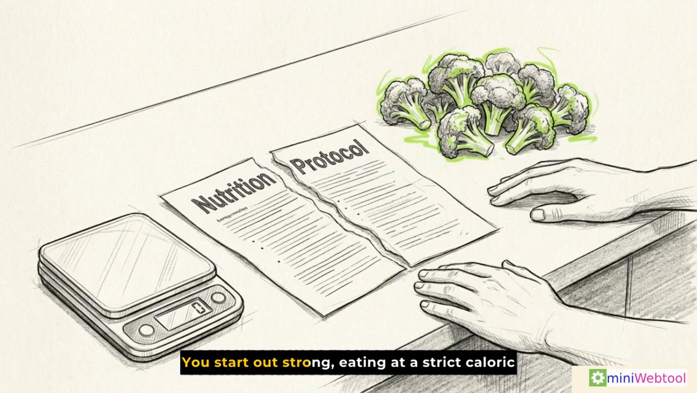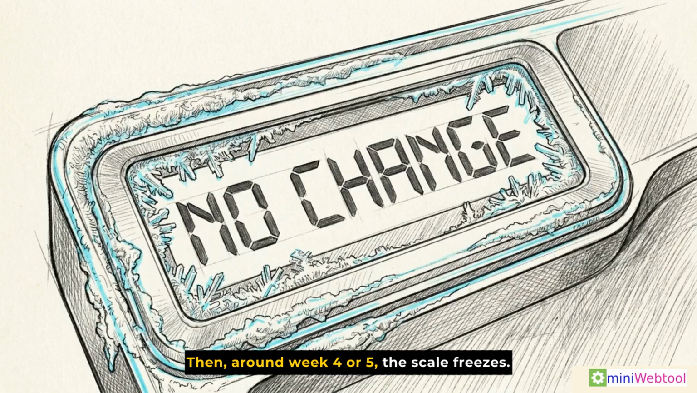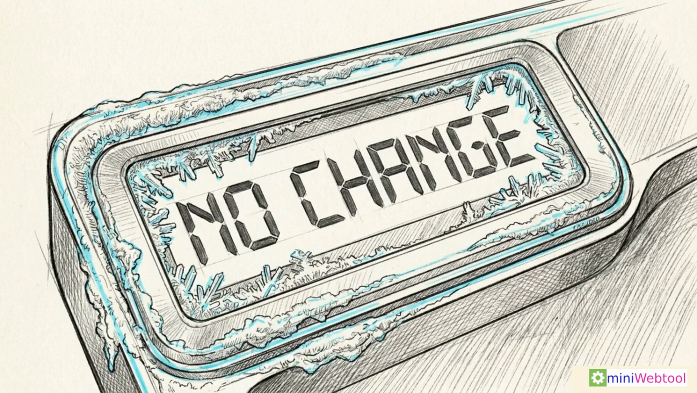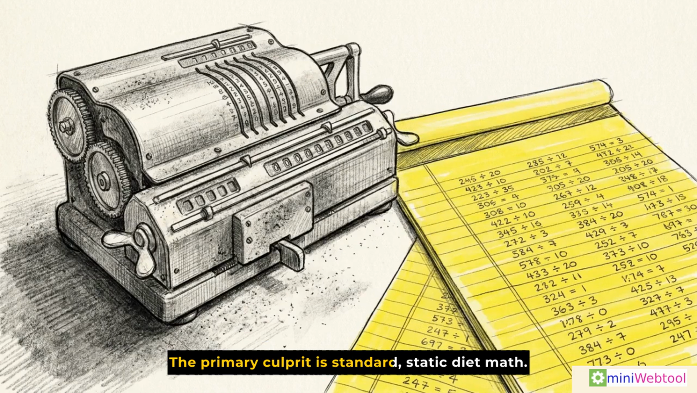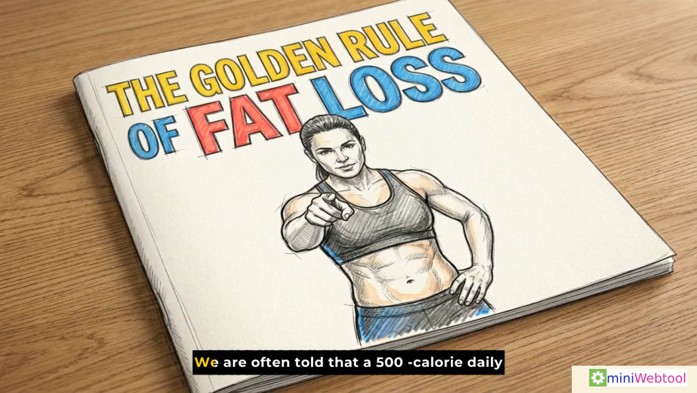You start out strong, eating in a strict caloric deficit, and the numbers drop. Then, around week 4 or 5, the scale freezes. The primary culprit is standard, static diet math. We are often told that a 500-calorie daily deficit equals exactly 1 pound of fat loss per week, every week, until the goal is reached.